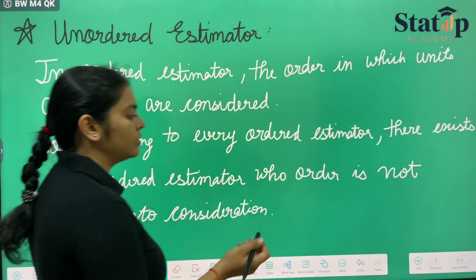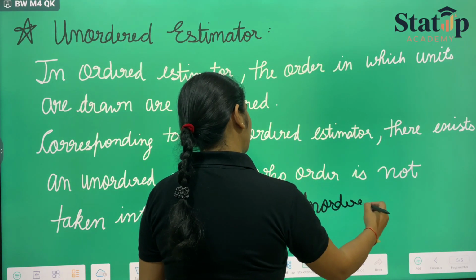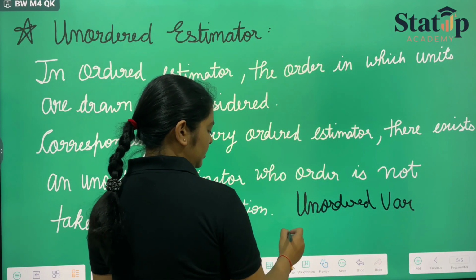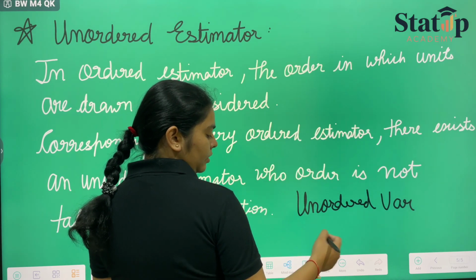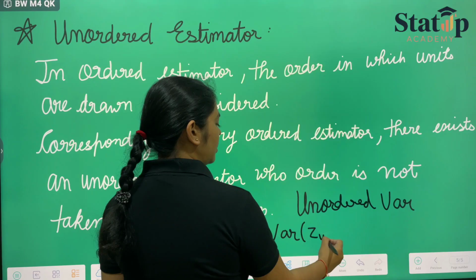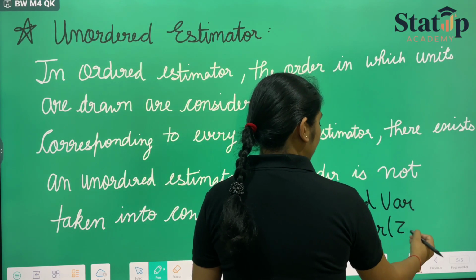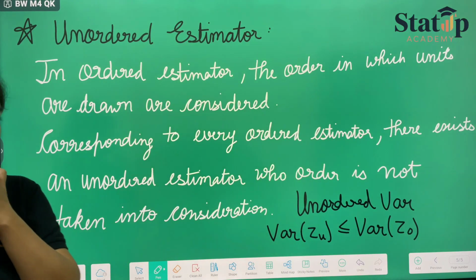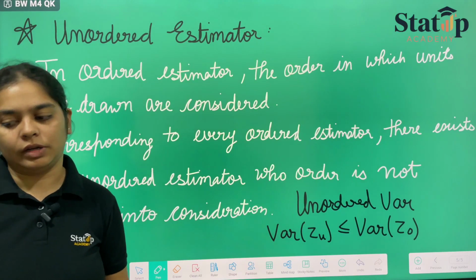And for unordered, we can also write the variance. Suppose we have the unordered estimator as ZO. So variance of the unordered estimator is always less than or equal to variance of the ordered estimator. So O represents ordered and U represents unordered. So it is always less than or equal to that of the ordered estimators.